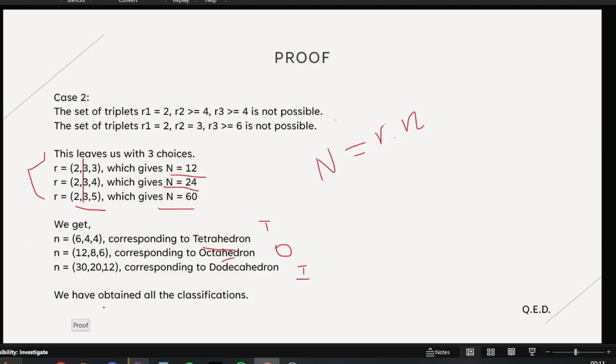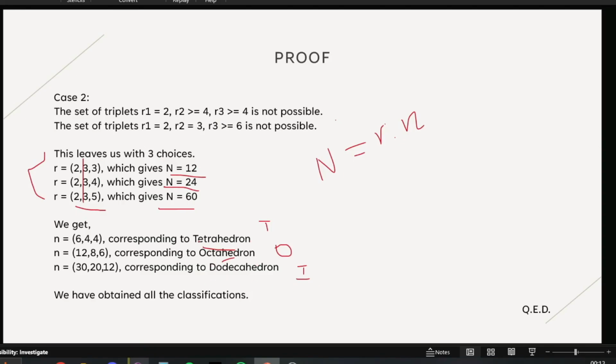So the one orbit case is not possible. If we take the two orbit case, we get the cyclic group. If we take the three orbit case, where all three orders of the stabilizers are 2, we get the dihedral group, and for the remaining three cases, we get the tetrahedral group, octahedral group, and icosahedral group.